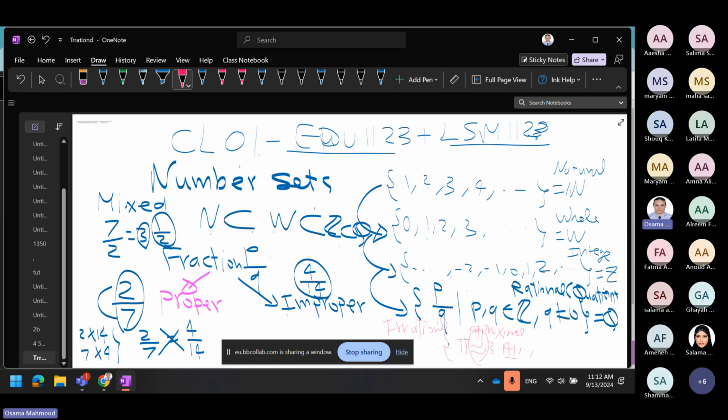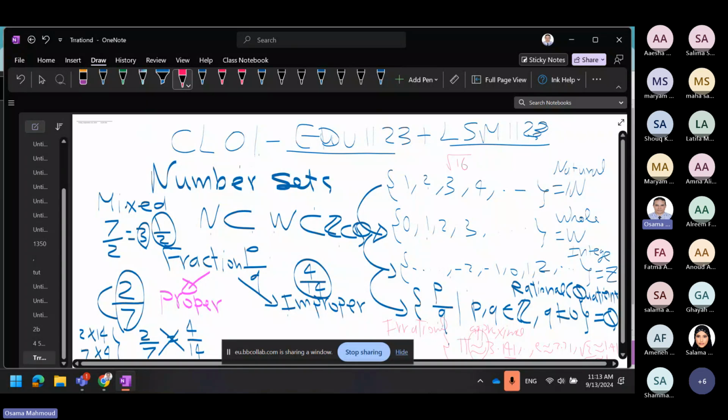Also, e is roughly 2.71 if you stop at 2 decimal places. Root 2, you cannot say equal. You say approximately 1.41 if you stop at 2 decimal places. And root 3 is roughly equal to 1.7, and you can carry on. But for sure, the square root of 16, if you write it like this, is equal to 4, which is 4 over 1. So when you use your calculator and you have no decimal, this is rational.